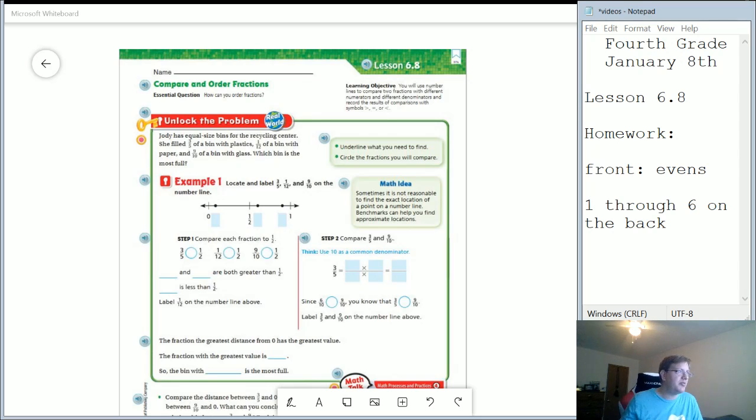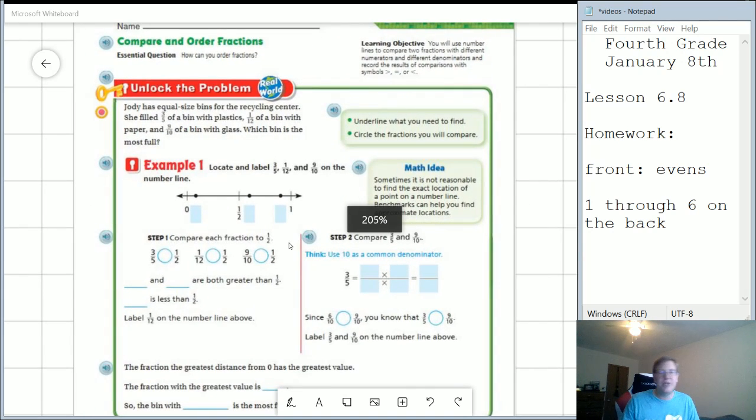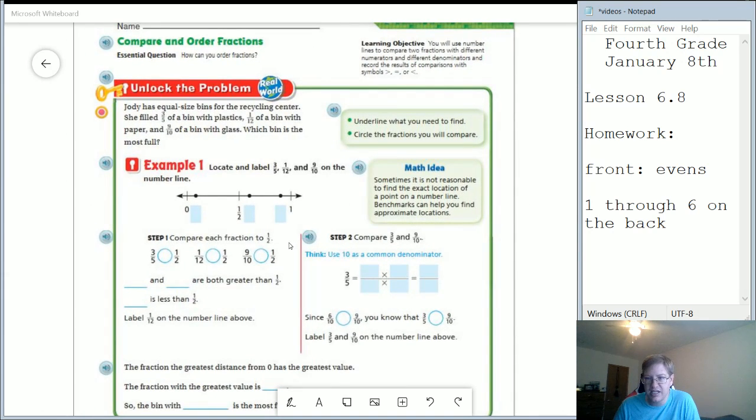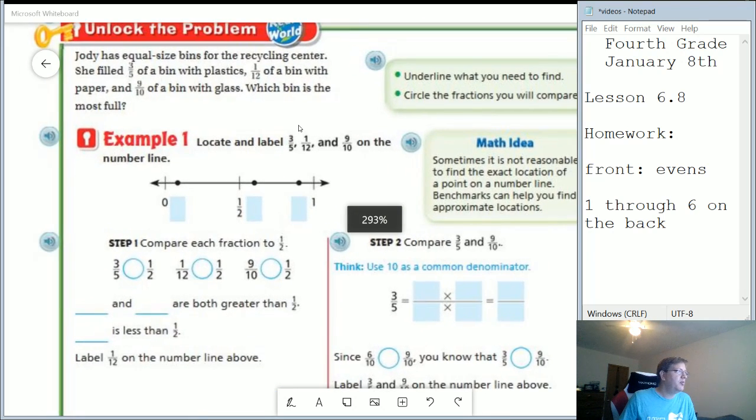I know there's a part with step 2 and it says that we're talking about doing a common denominator. I'm not even going to do that. The easiest strategy to find the answer for this is to use our benchmark fractions, okay? So we're going to work with that. So we are working with 3/5, 1/12, and 9/10. So here are our benchmark fractions.